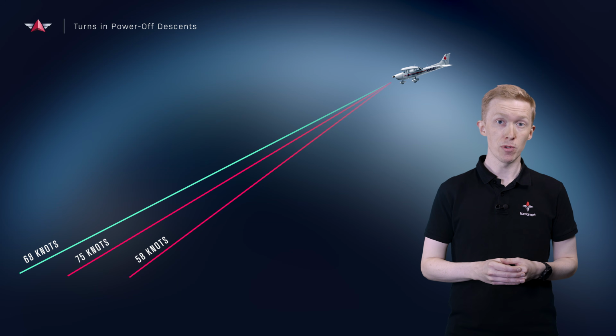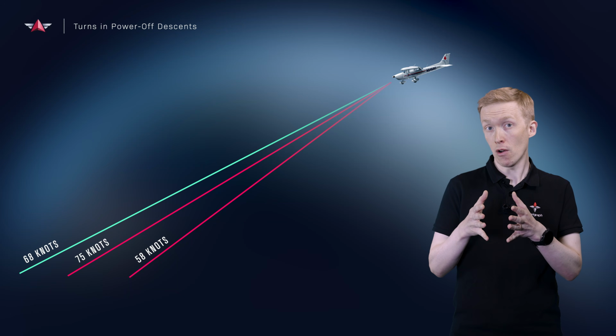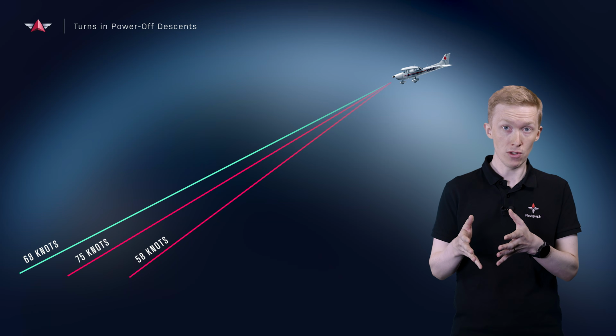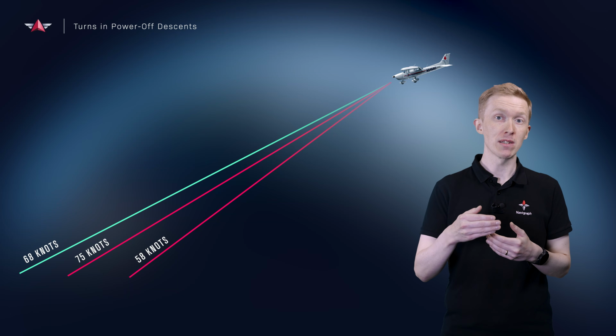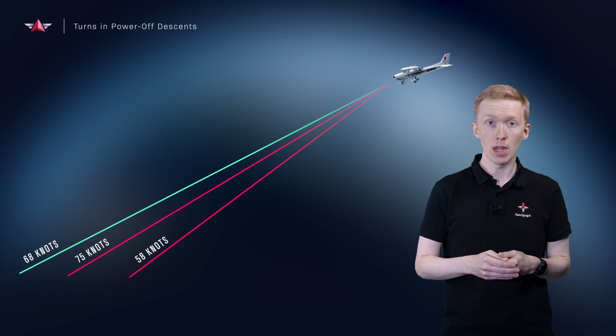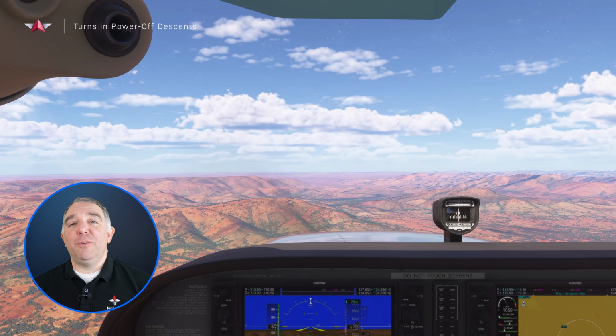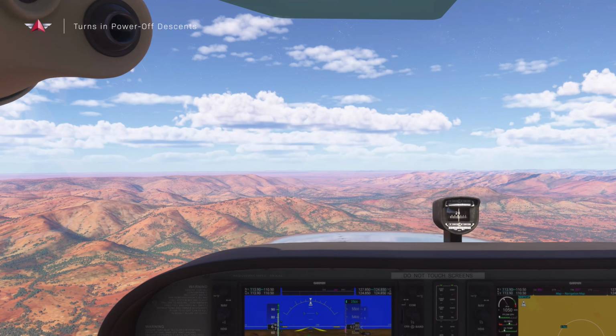Turns in power-off descents must consider the fact that we're now doing our very best to maintain 68 knots as exactly as we can. And this is the speed that will give us our best gliding range, and it must be flown at all times. Let me show you how to perform power-off descending turns.